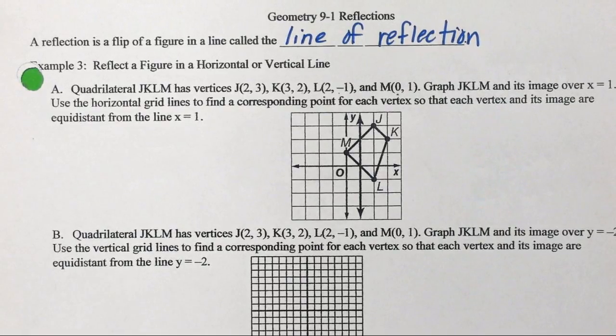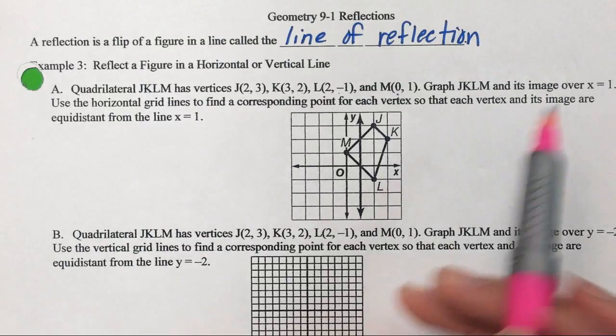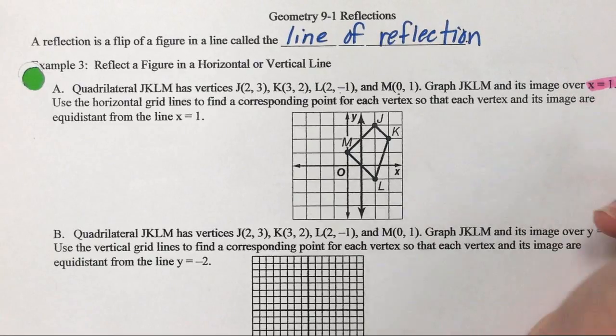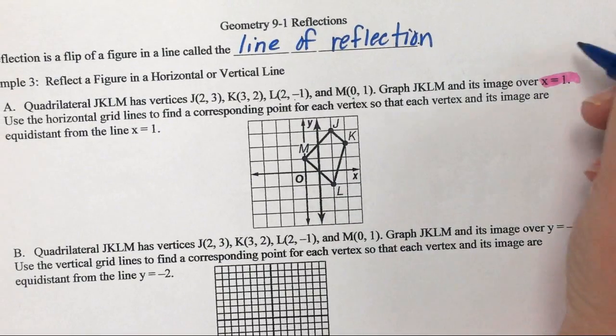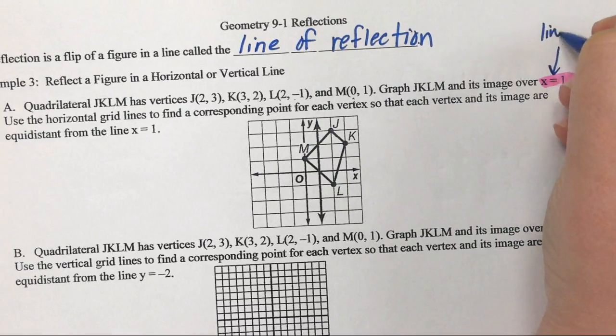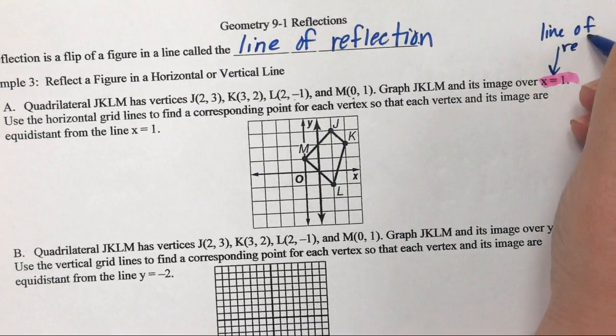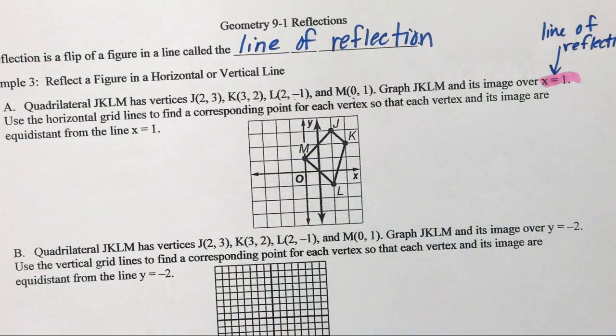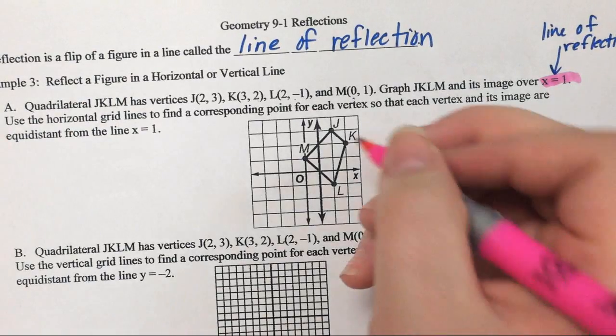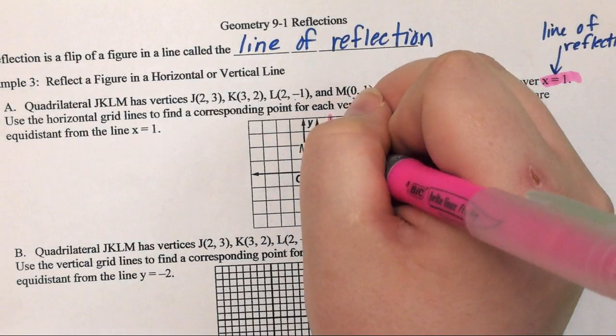Okay, so the first sentence we don't really need. The next sentence says to graph JKLM and its image over x equals 1. So that is going to be our line of reflection. So I'm going to go ahead and color my line of reflection. It's x equals 1, so it's going to be this line right here.